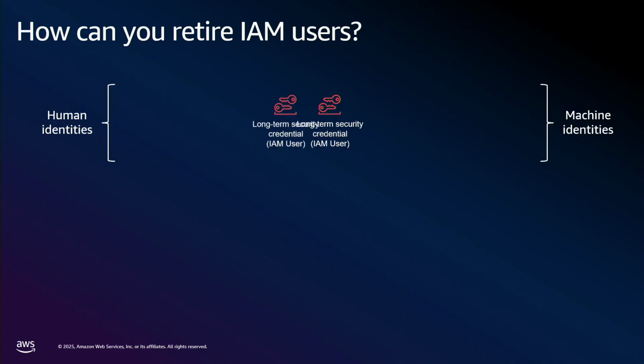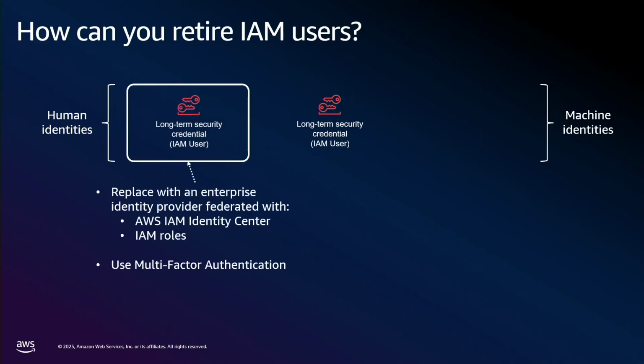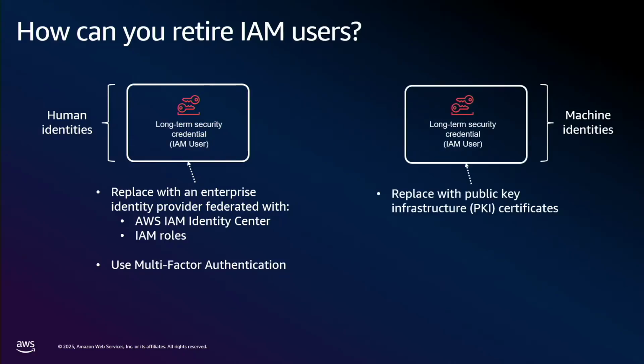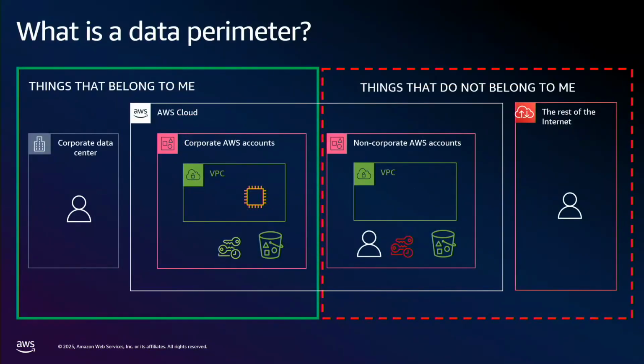So if we think about a human resource trying to access this, we can think about using a federated identity provider and multi-factor authentication where that makes sense. If we're thinking about a machine identity, a public key infrastructure and certificates can also be used. But as Ed has already mentioned, we want to build layers of protection in here, and this is just one element. So we can think about a data perimeter.